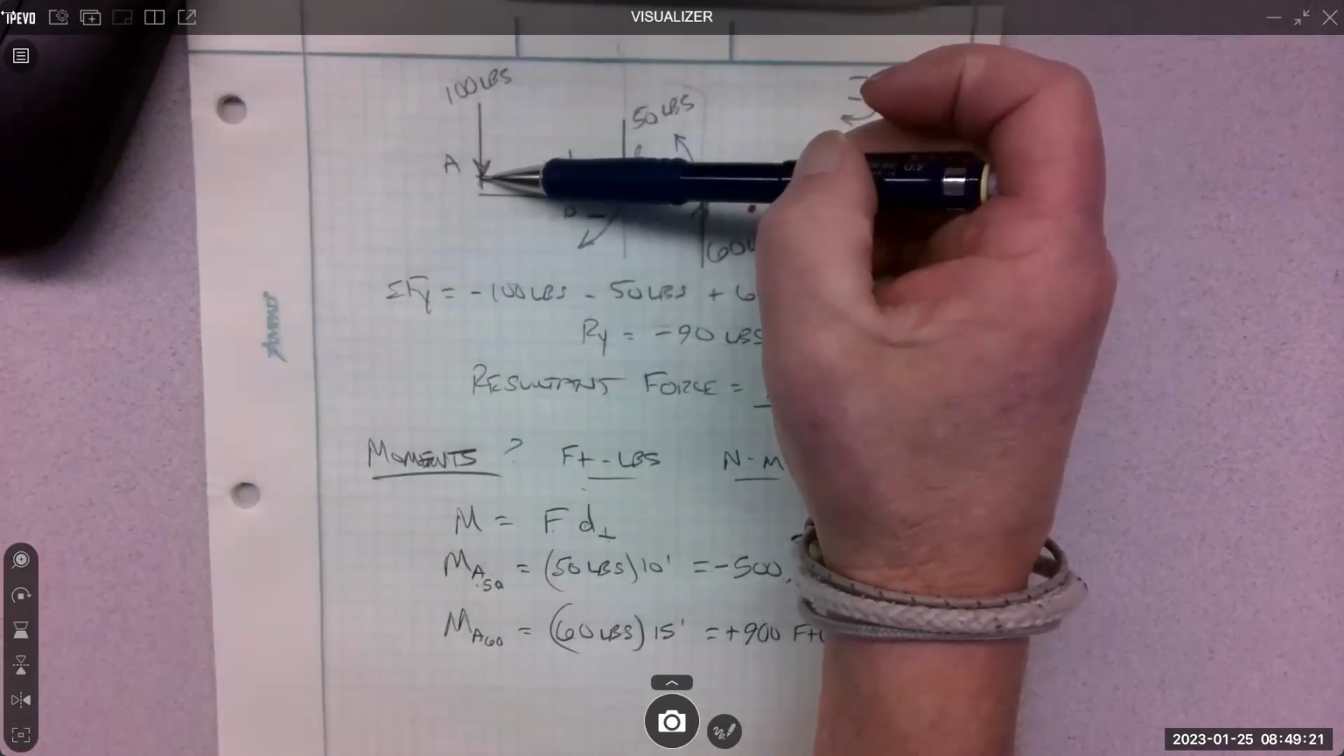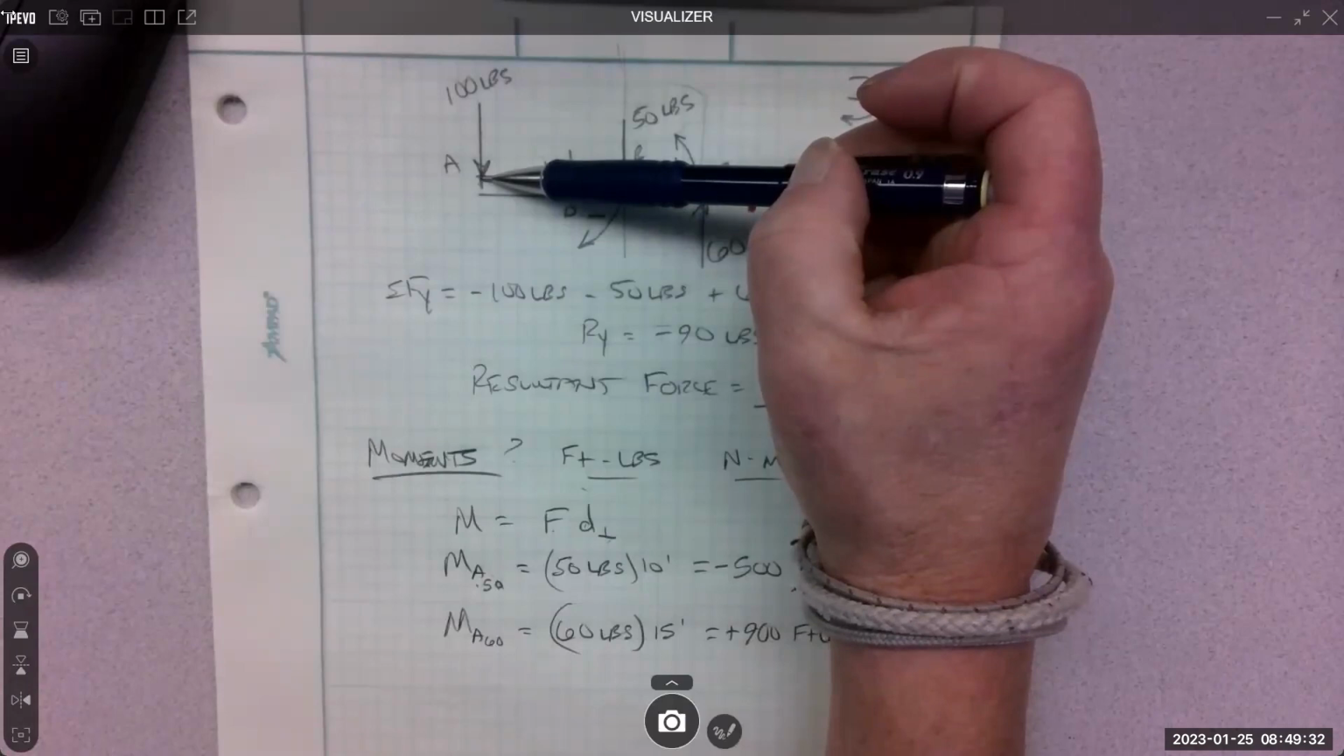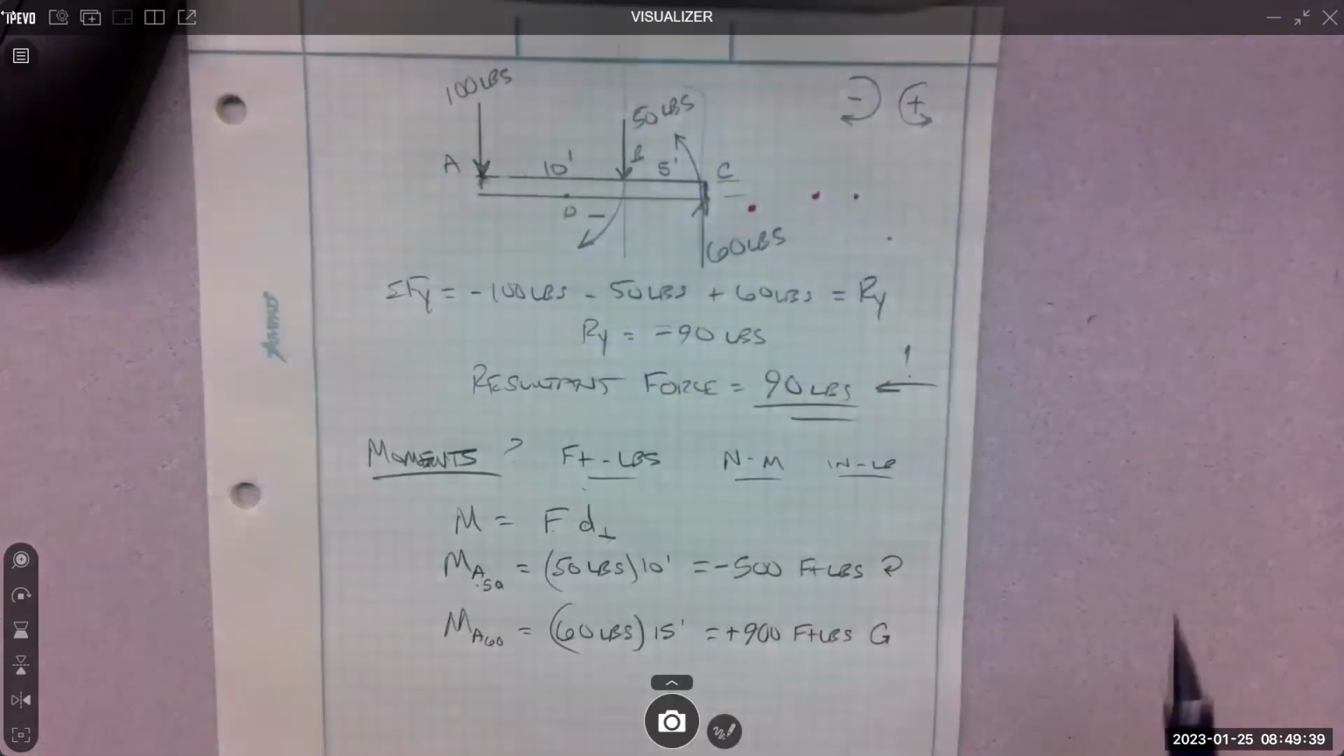Because I'm doing it about A, I don't change my spot. I stay there. It's just like pushing on the hinge. Is there any rotation? No. If I wrote it, what would it be? It would be 100 pounds times 0. Yeah, that's why there's no rotation. So it's 0.